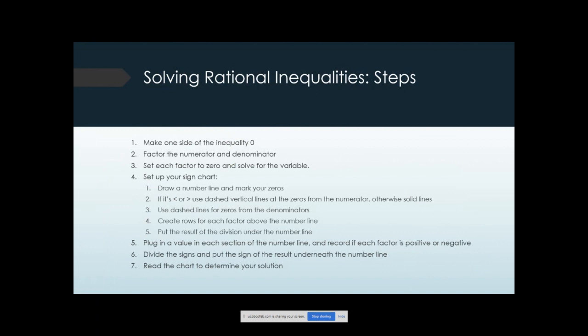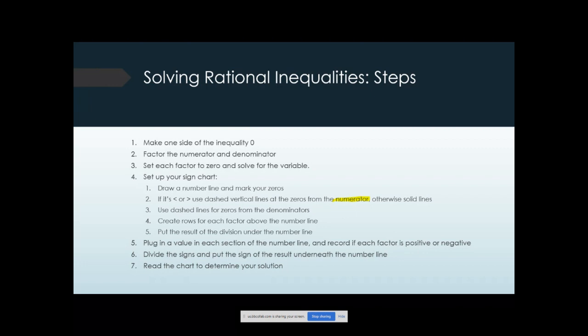But you still have to have one side with 0. You still need to factor, but now you're factoring the top and the bottom of your fraction. You set each factor to 0, so the top to 0, the bottom to 0. You create a chart, and then you plug in values, and then you're dividing, whether a positive divided by a negative, and doing that thing. But it's the same idea. The main difference is that your factors are not always going to match. So you're looking at the numerator, which could be positive or negative, or which could be solid or dashed.